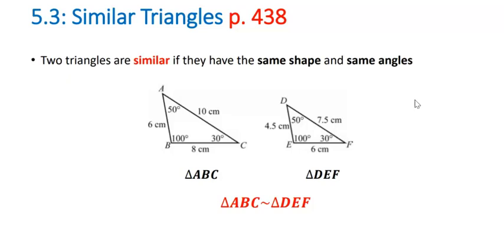So we can see that triangle ABC and triangle DEF have the same angle measurements, 100 degrees, 50 degrees, and 30 degrees. But they have different side length measurements. However, they look the same. So they're similar in that they have the same angles. And when we want to show similarity, we can use a wavy line. Triangle ABC is similar to triangle DEF.